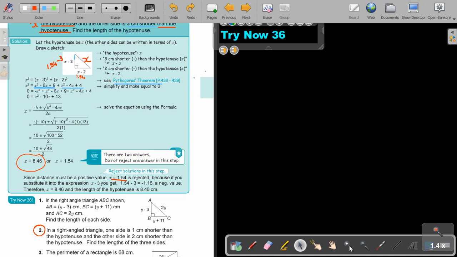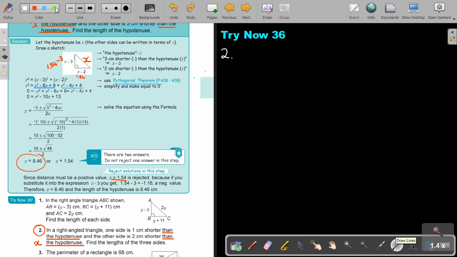Okay, I'm going to read for you. Let's start. In a right angle triangle, one side is 1 shorter than the hypotenuse. Do you see to whom they refer? The hypotenuse. And shorter than the hypotenuse. So they refer the whole time to the hypotenuse. Find the length of the 3 sides. So start, this is number 2, by first drawing a right angle triangle.